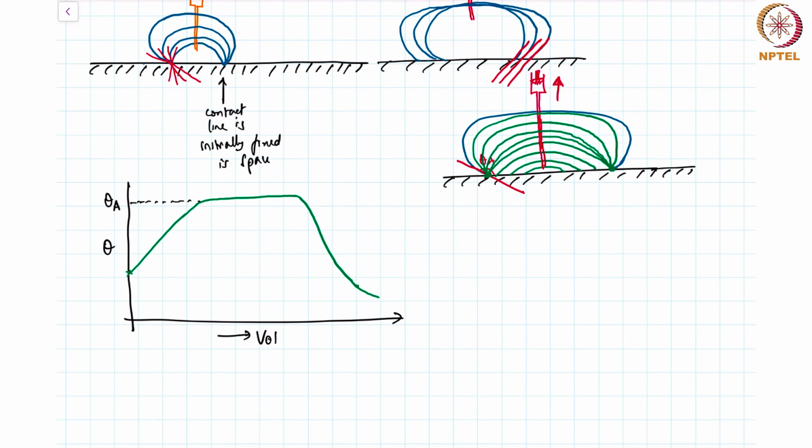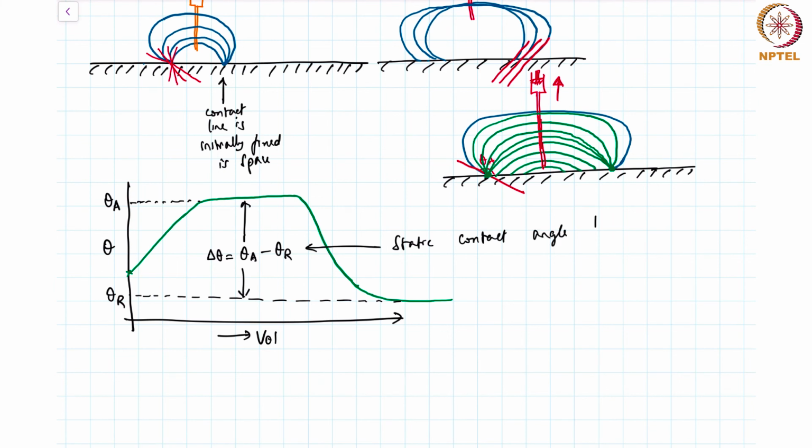Right? So what we are now seeing is that there is a cutoff that happens here, and this lower limit, we'll call the receding angle. So there is a maximum difference, which is delta theta, which is theta advancing minus theta receding, and this is referred to as the static contact angle hysteresis.